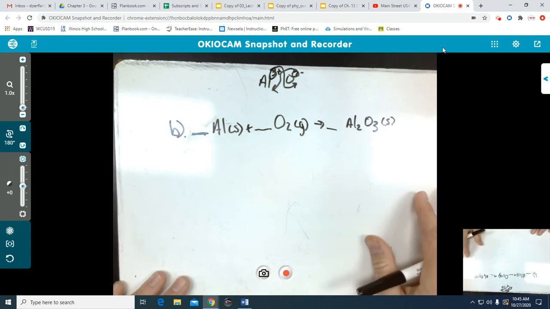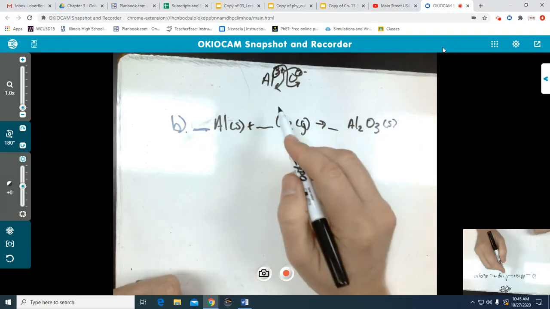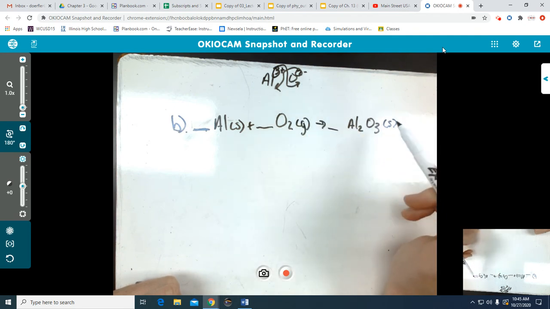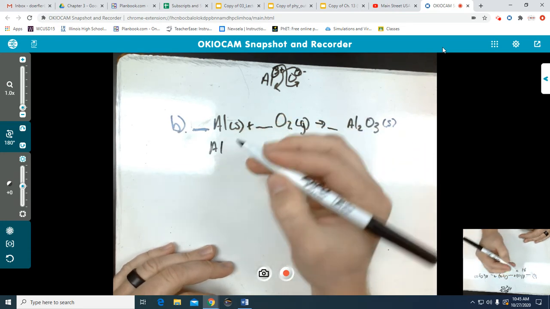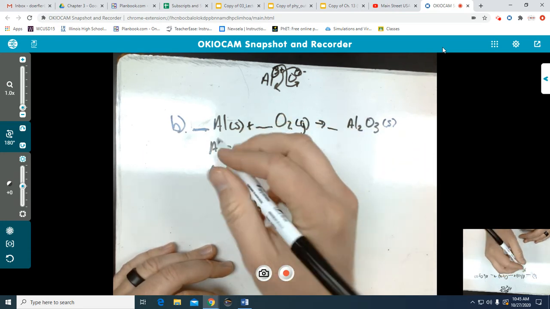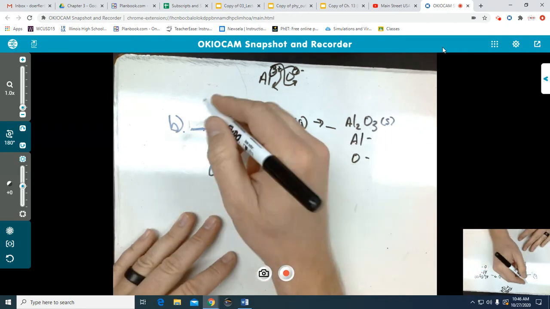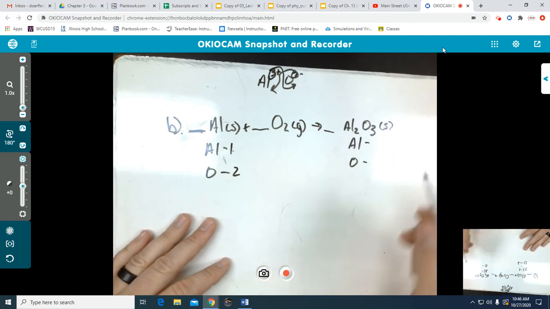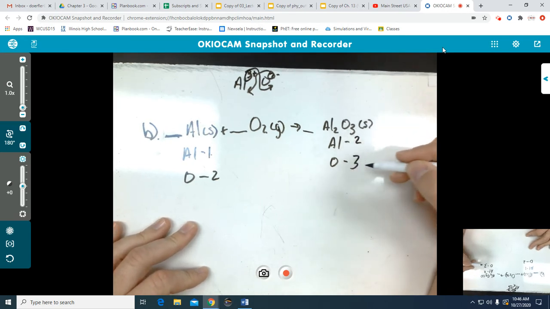We'll be able to distinguish when something's a solid, aqueous, liquid, or gas in another chapter. So, using my chapter 2 rules, I formed my product, and I put O2 in here because it's one of the diatomic elements. So, let's list. Aluminum and oxygen on the reactant, aluminum and oxygen on the product. Here I've just got 1 aluminum and 2 oxygens. On my product side, I've got 2 aluminums and 3 oxygens.